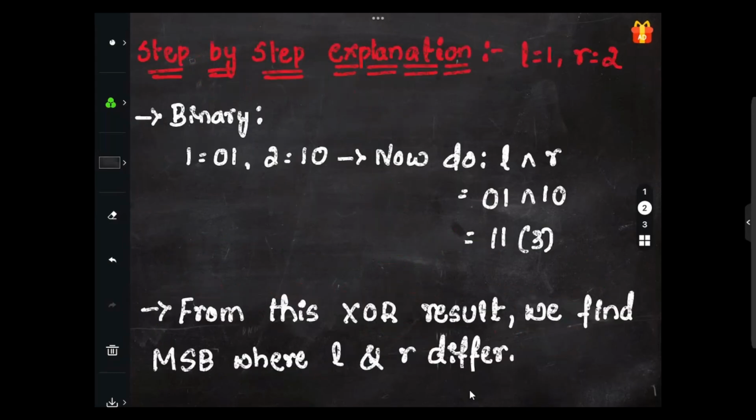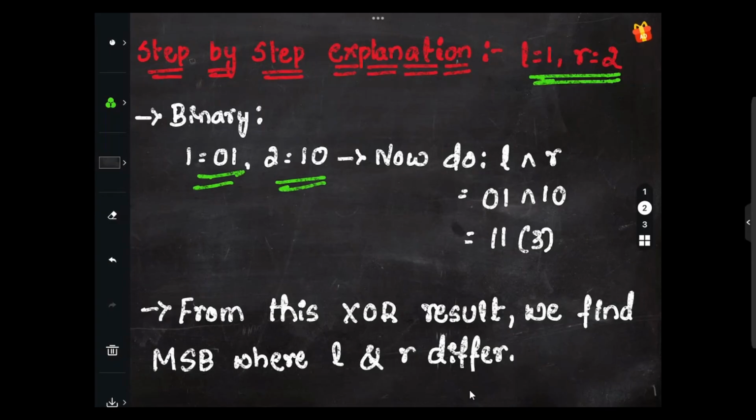So let's move on with the step-by-step explanation here. We have L equals 1, R equals 2. So this is what we have considered, right? L equals 1, R equals 2. In binary, if we convert 1 and 2, we have 0 1 and 1 0.